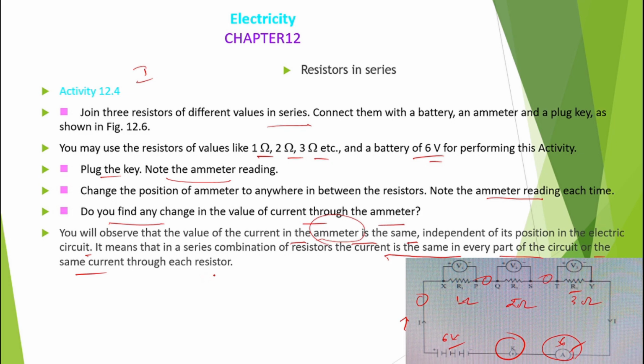Okay, the same current is measured throughout the series connection. So current is the same. Wherever you measure, current is the same. So by this activity, you will get one clear-cut note on current.